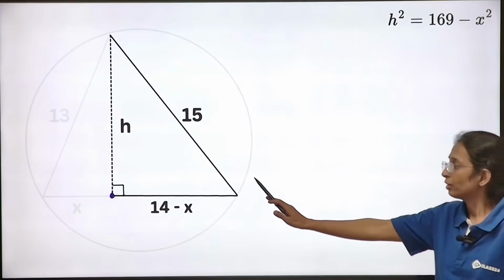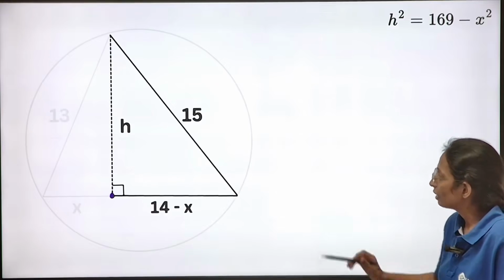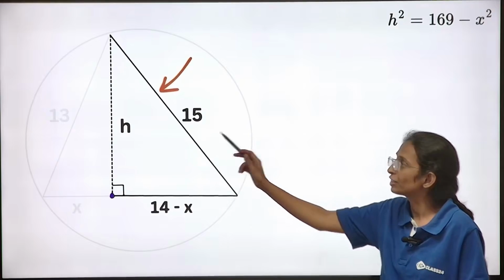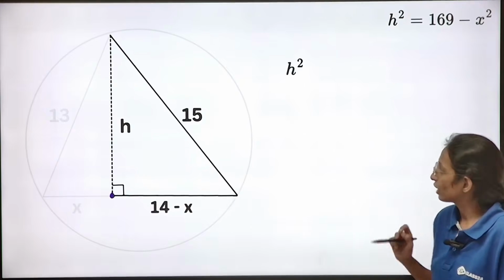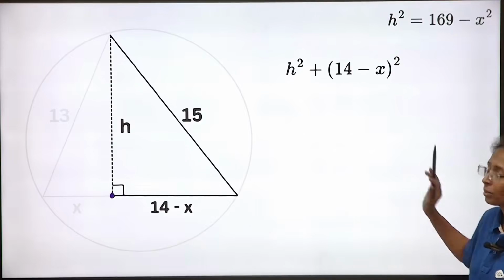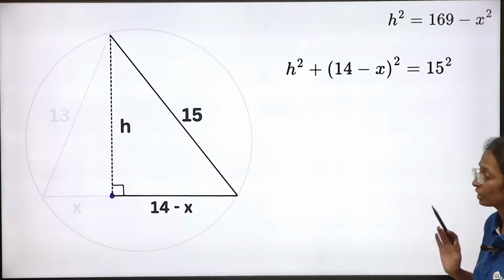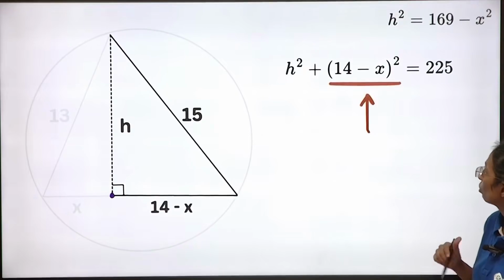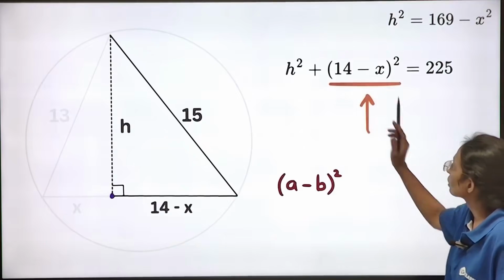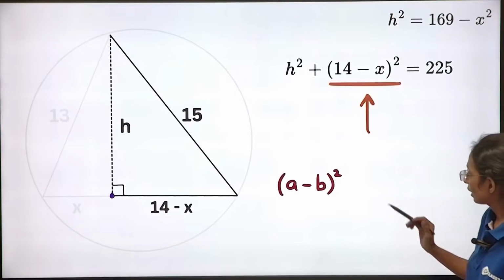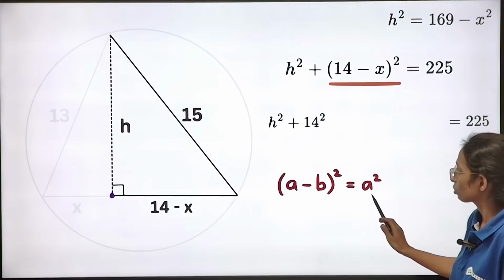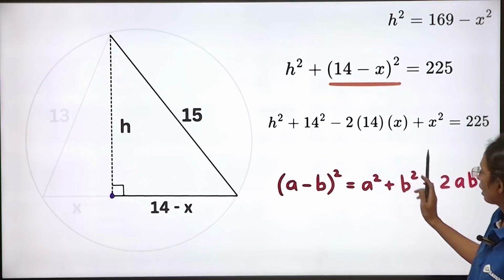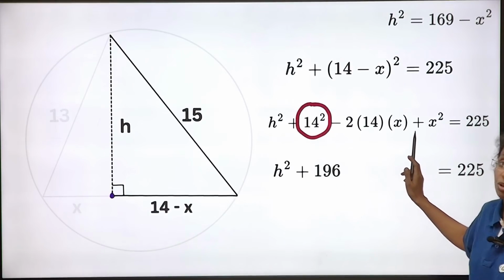Now, from the second right triangle, we have h square plus the base 14 minus x, and 15 is the hypotenuse. So, we have h square plus 14 minus x whole square is equal to 15 square. This 15 square is equal to 225. Now, we are going to apply a minus b whole square for opening the bracket. A minus b whole square is equal to a square, that is 14 square, minus 2ab, that is 2 into 14 into x, plus b square, that is x square.